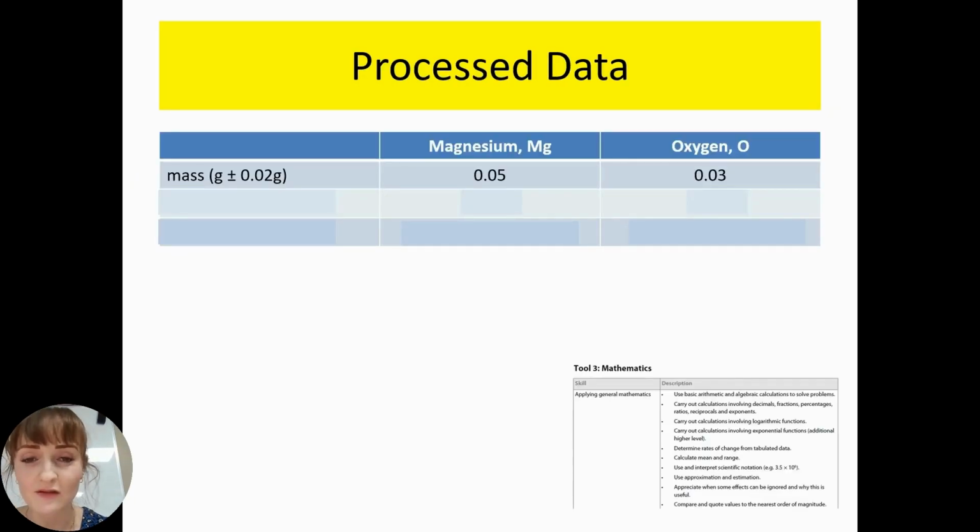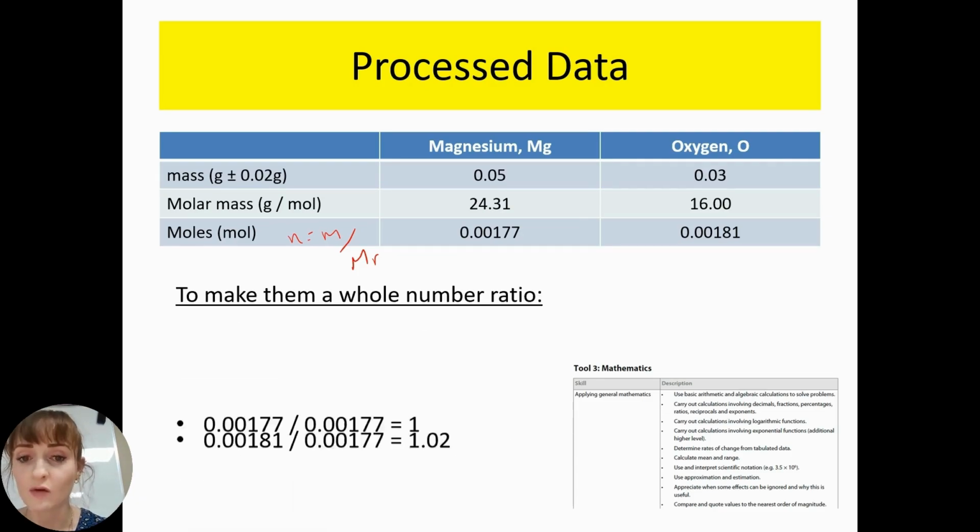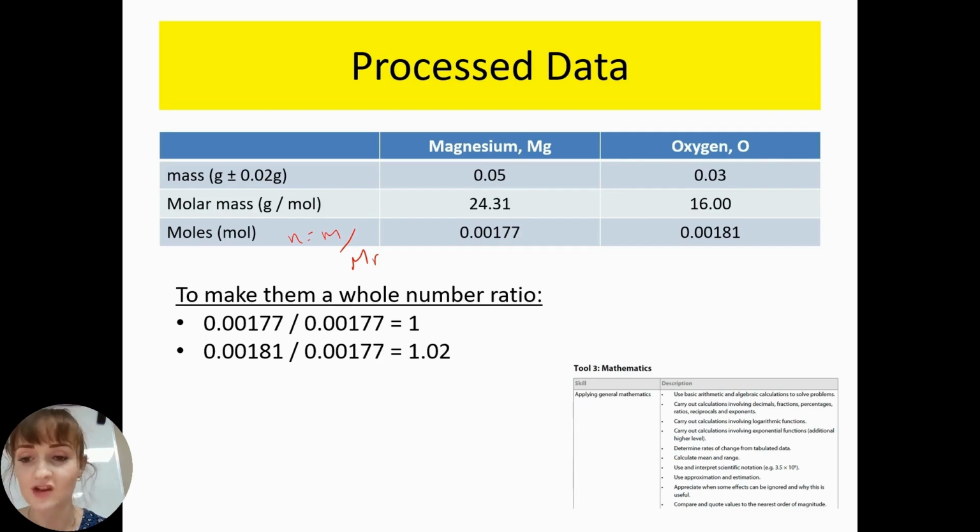As we now know the mass of each element present in the compound, and we know the molar masses of each because we can just read that off the periodic table, we can then use that to determine the number of moles using the formula n = m / Mr. Once you do that, and you have the number of moles of each one, you'll need to make these into a whole number ratio. To make them a whole number ratio, you just divide them both by whichever number is smaller.